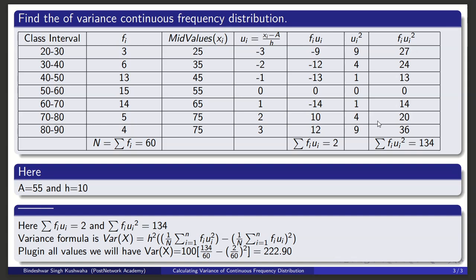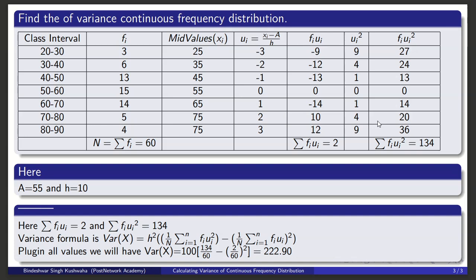If you plug the values, we will get variance is 222.90. So you can see that calculating variance is similar to calculating variance for a frequency distribution, or you can say discrete frequency distribution. Now we have calculated variance for a continuous frequency distribution.